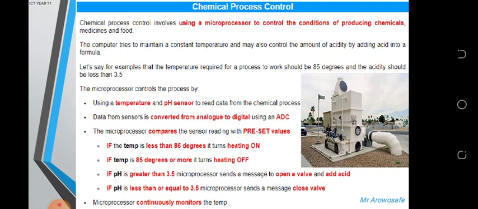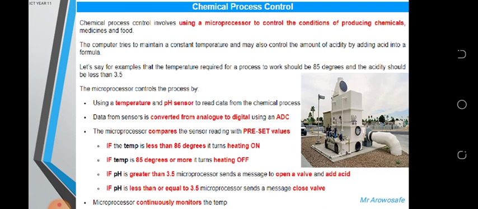So this one is all about chemical process control. Chemical process control involves using a microprocessor to control the conditions of producing chemicals, medicine and food. So let's say, for example, that the temperature required for a process to work should be 85 degrees and the acidity should be less than 3.5. So the microprocessor controls the process by the following steps.